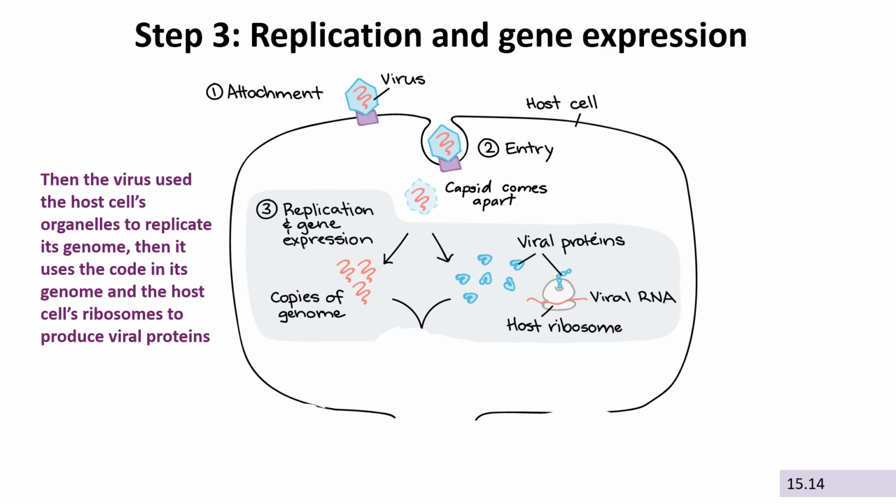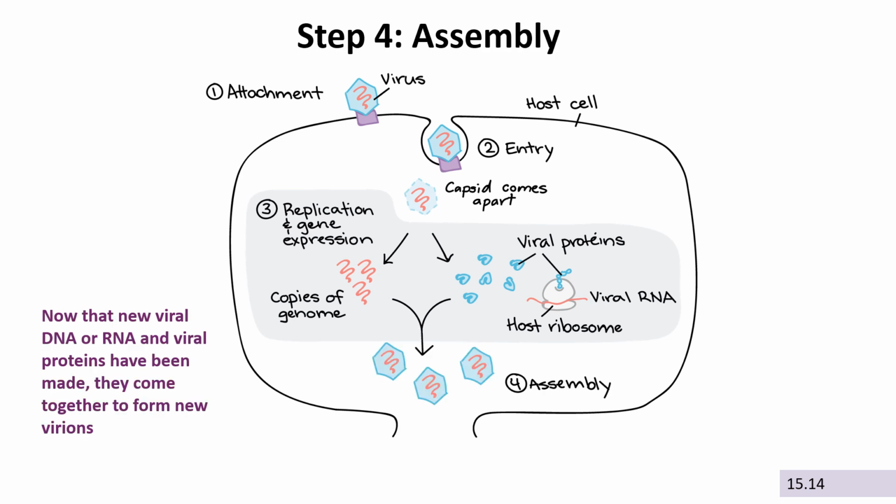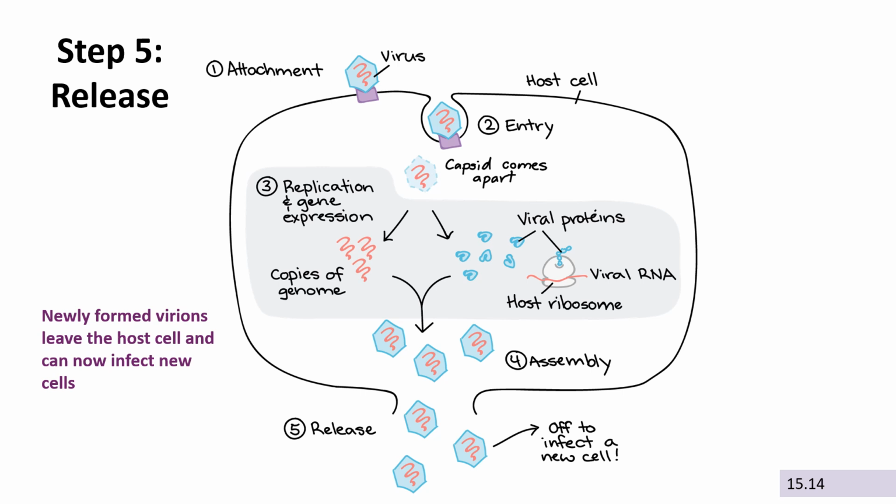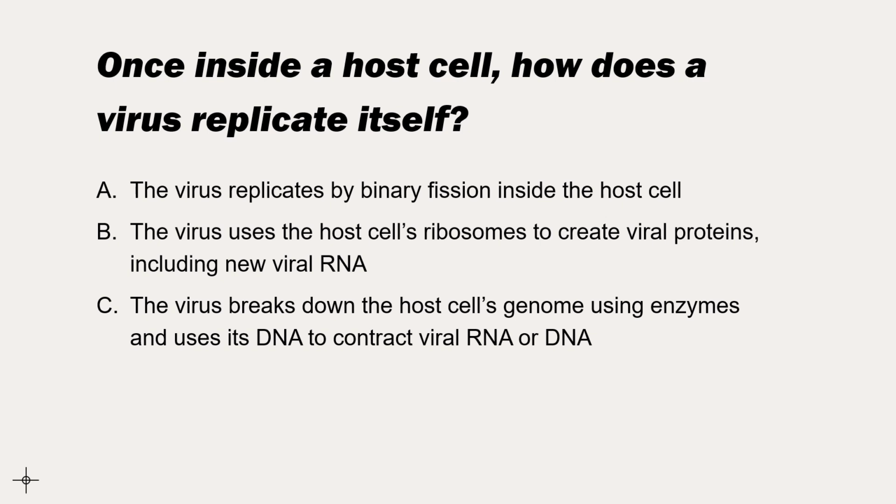Next, the virus uses the mechanics of the host cell to replicate its genome and produce viral proteins. Now that new viral DNA or RNA has been produced, they come together and are enclosed in a new capsid to form new virions. Finally, the newly formed virions leave the host cell and are now able to infect new cells. You may want to go back through that process a few times and make sure you understand it. When you're done, try to answer this question.